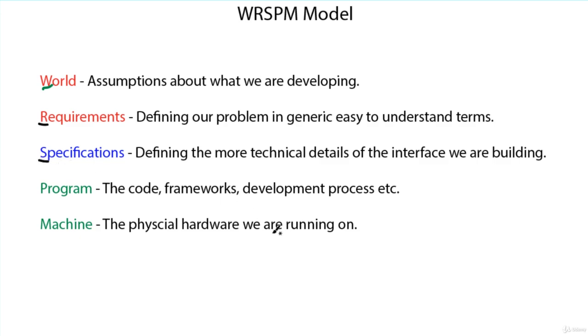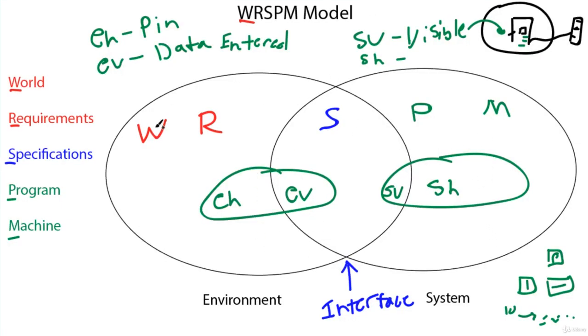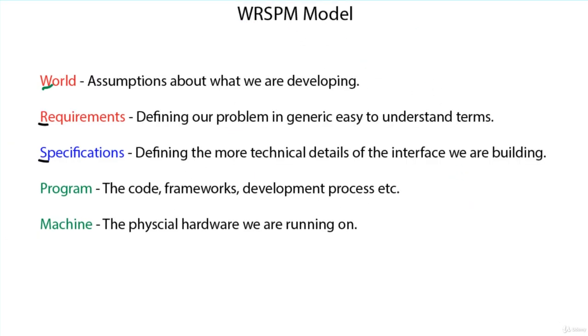Specifications is the next step. We are defining the more technical details of the interface we're building. So we're actually defining that interface where, with the specifications, we have the problem defined. We know what the problem is. We know what the assumptions are. And now we're looking at how we connect the user with the program. What's the way that we do that? What technologies do we have to use? What are some of the more technical details about how that all works?